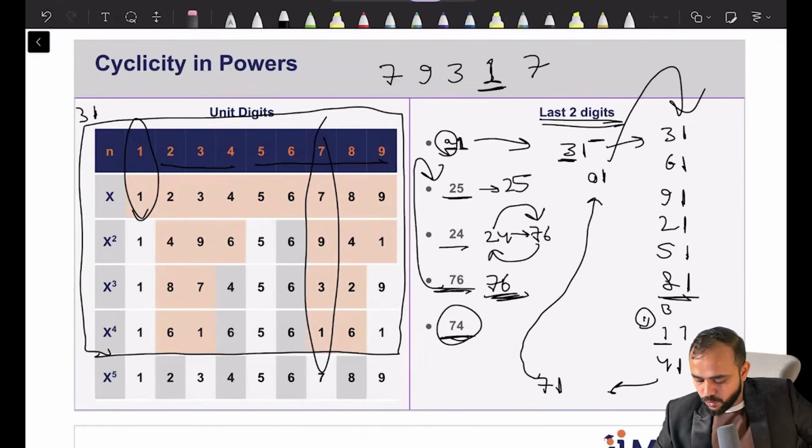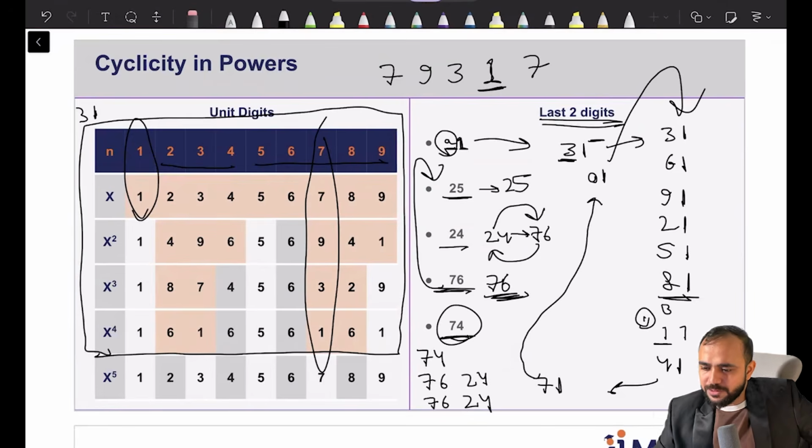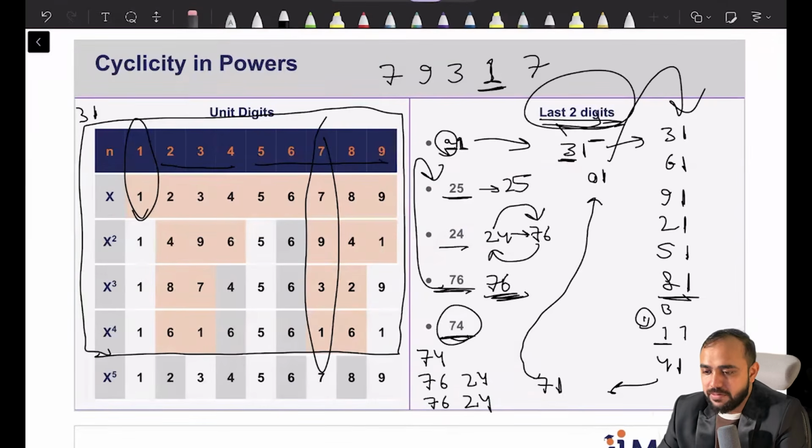For 74, first power will be 74. You will get 76. Then you will get 24. Then you will get 76. Then you will get 24, and so on. Yes. So these are the few numbers that you can, again, commit to your memory. Highly unlikely CAT will go to this level, last two digits. They can go for the unit digits. It is very easy to be done in a 2-minute time frame, but last two digits is highly unlikely. All right, moving on.